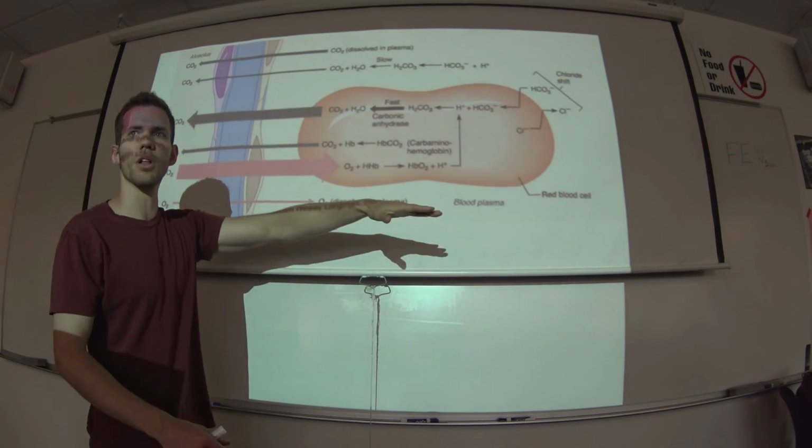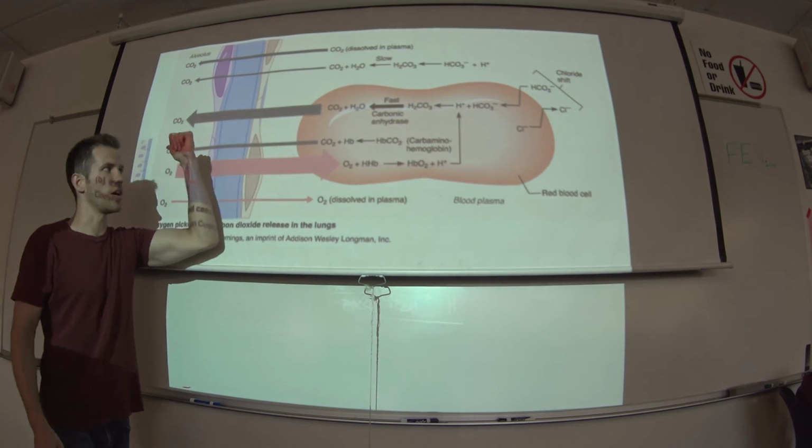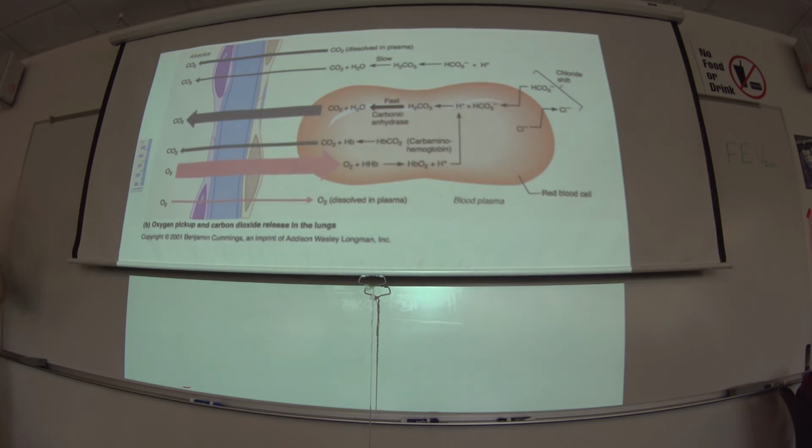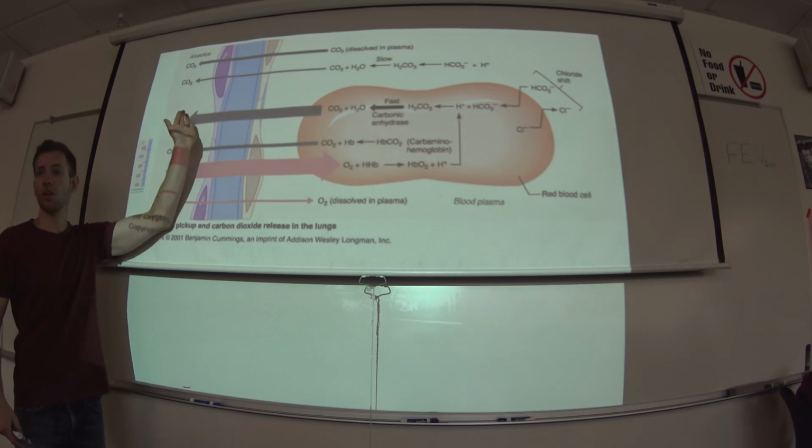We send it out into the blood, free in the plasma as bicarbonate, and then we suck it back in at the lungs and get rid of it as CO2. So we're never breathing out bicarbonate. I'm not going to do that, I hope. We're usually breathing out a gas form of CO2 that very easily diffuses because it dissolves in water really well.